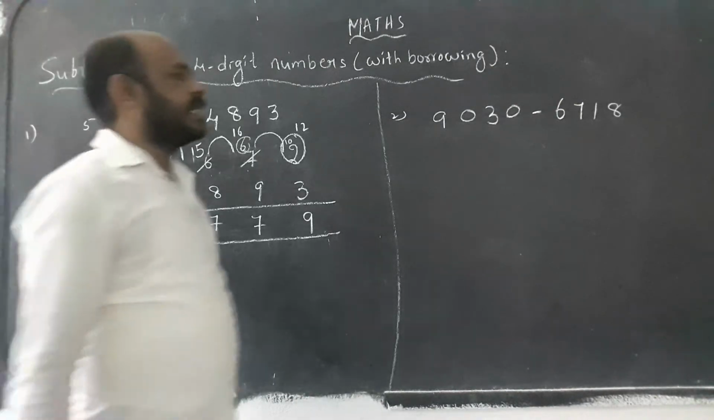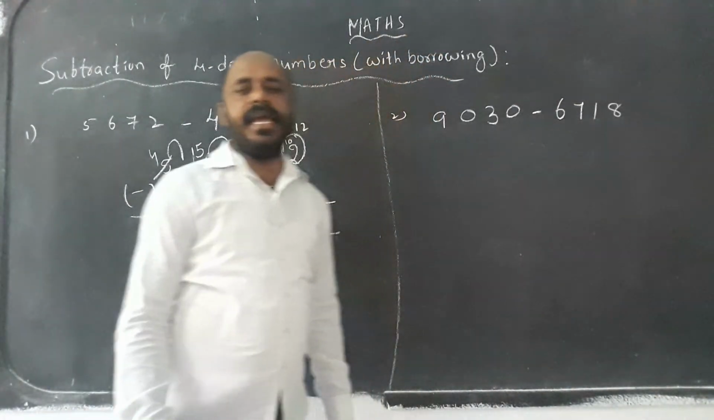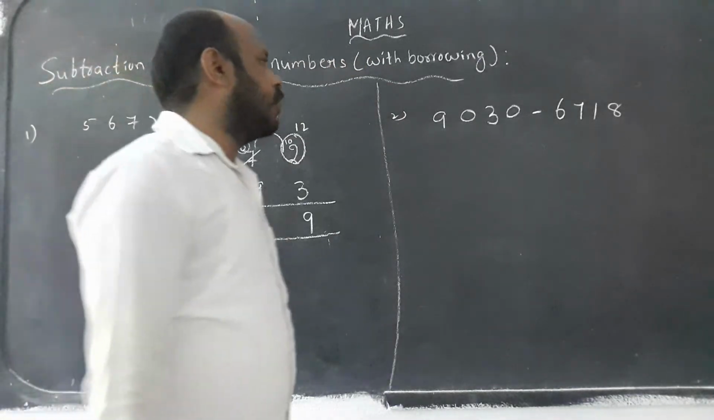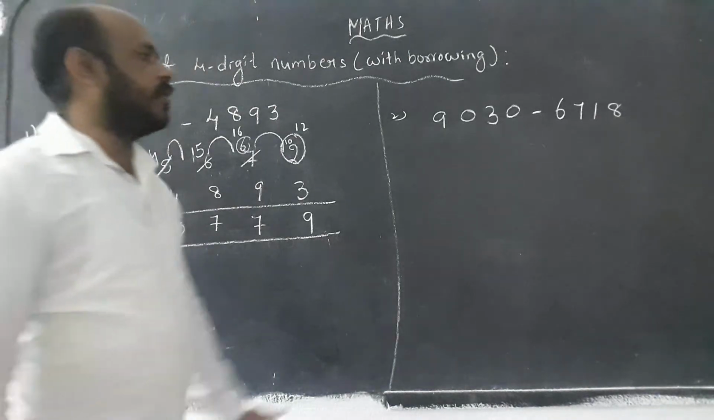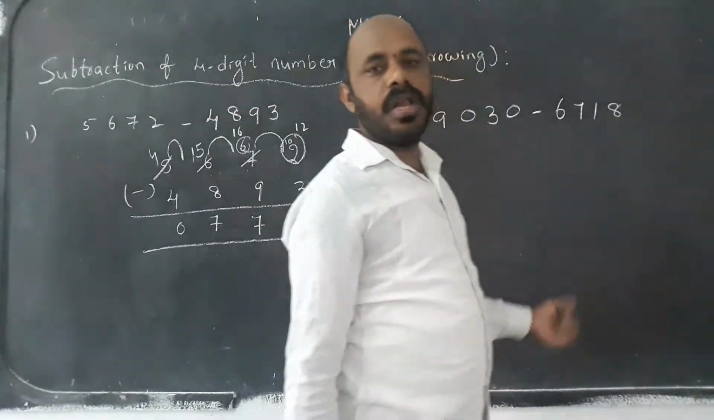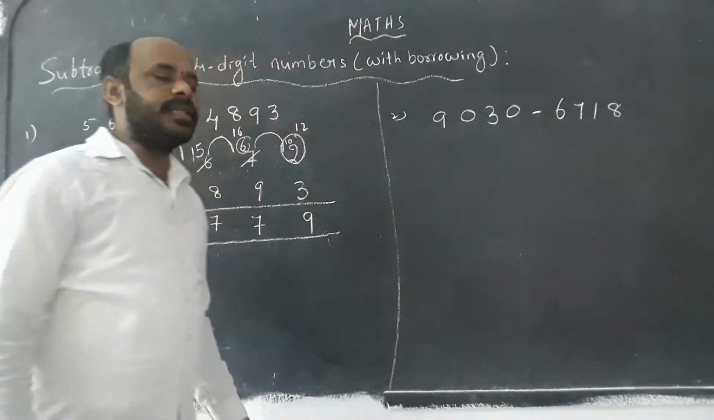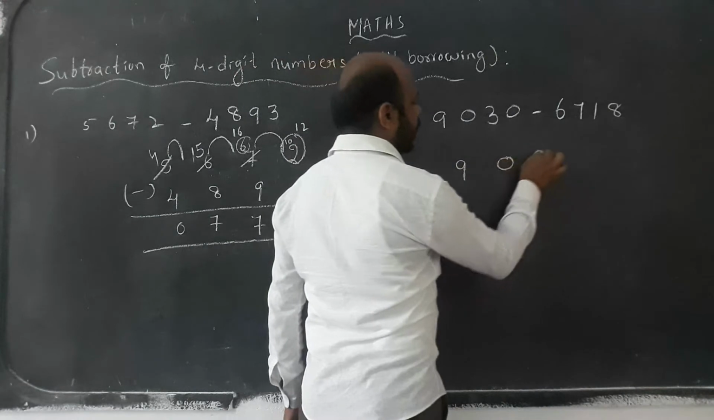6718 minus 9030. Okay, we have to apply the subtraction symbol in between. This is given in the horizontal method. We have to write these horizontal lines in the column method, or vertical method. First, whatever numbers are there, we have to write them according to the place value.